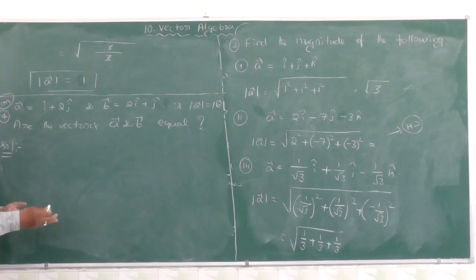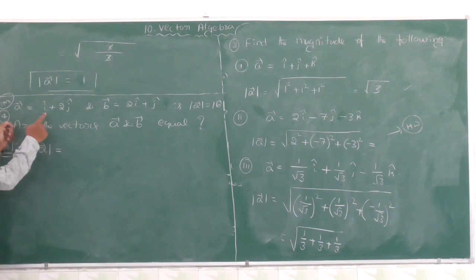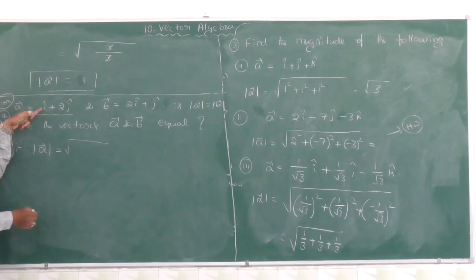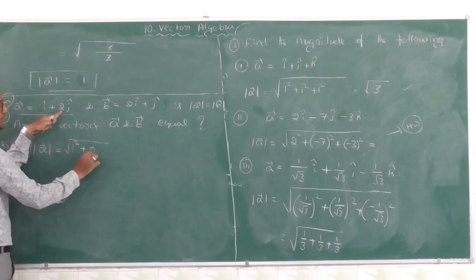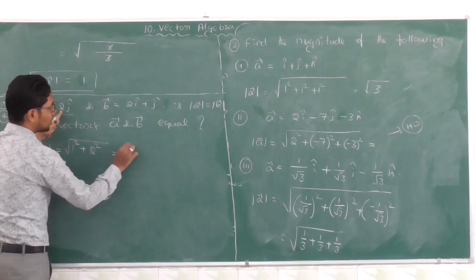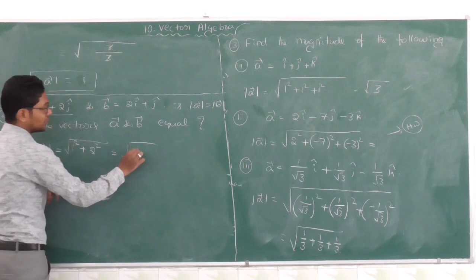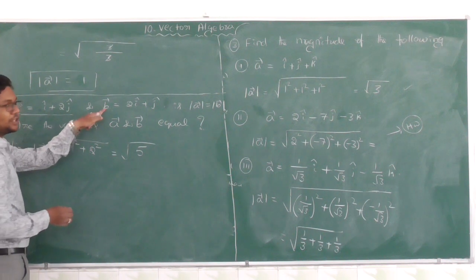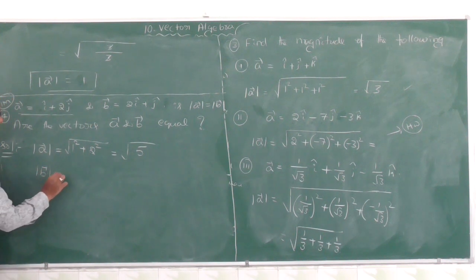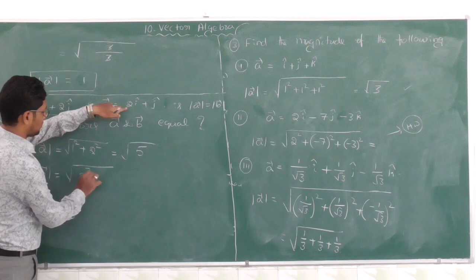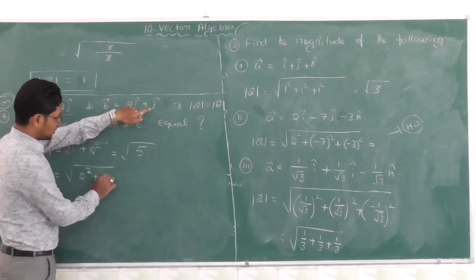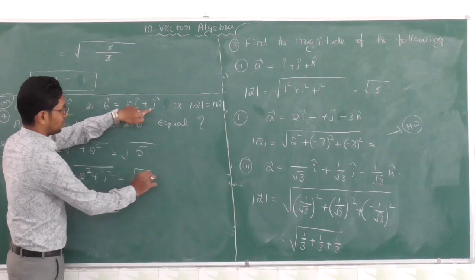First find out magnitude of A and magnitude of B. How to find magnitude of A? Here we have A vector. Square root of i component 1 square plus j component 2 square, that equals the square root of 4 plus 1, which is 5. It is the magnitude of A. Next, find out magnitude of B. That equals the square root of i component 2 square plus j component 1 square, which equals root 5.